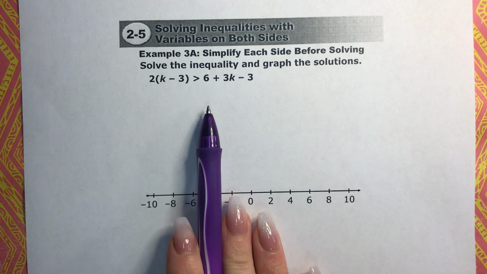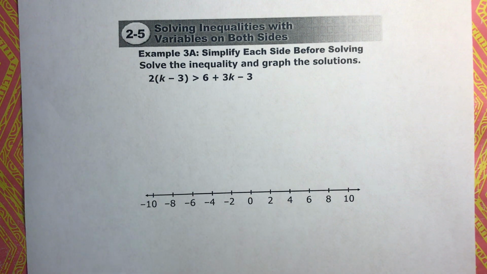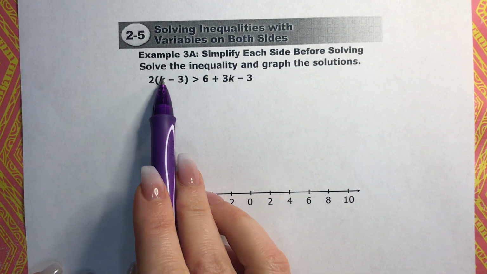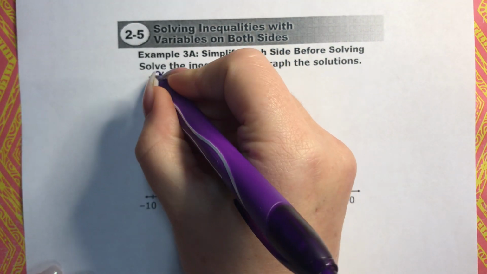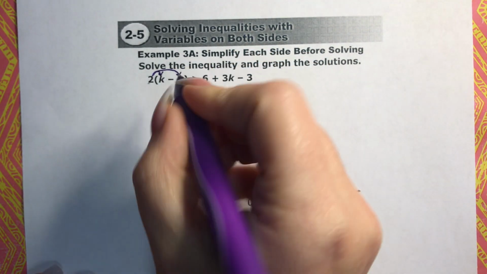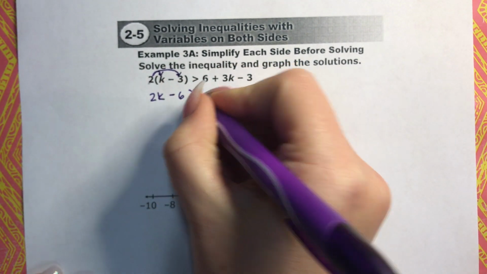The only thing we have to remember is if we multiply or divide by a negative number, we have to flip that sign, okay? So the first thing I'm going to do is simplify this because we have some distributive property going on. So I'm going to go 2 times k and then 2 times negative 3. So 2 times k is 2k. 2 times negative 3 is negative 6.